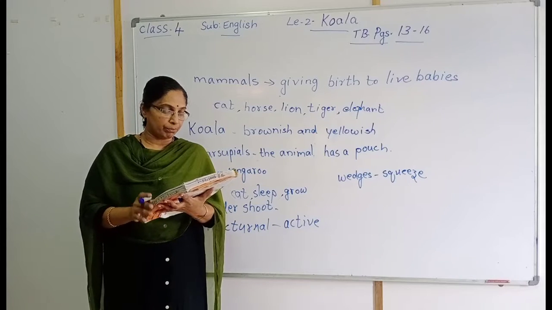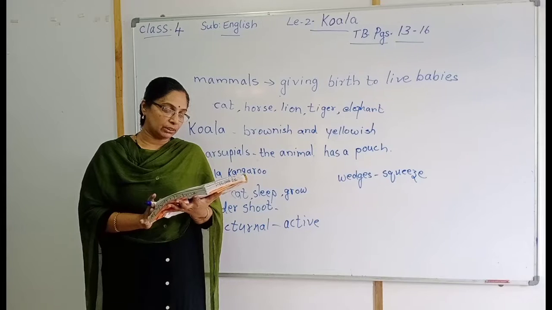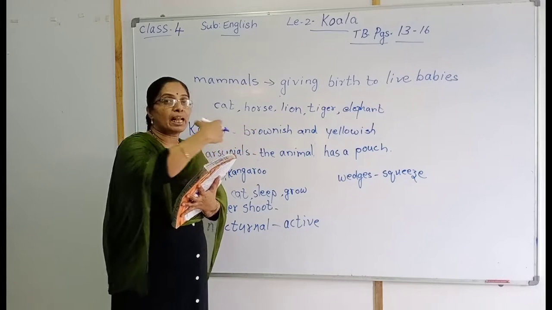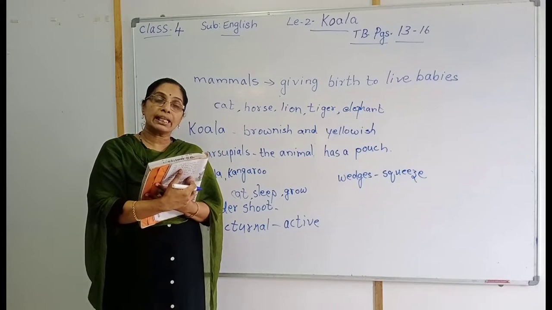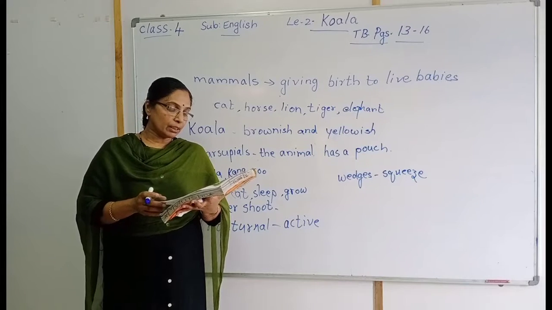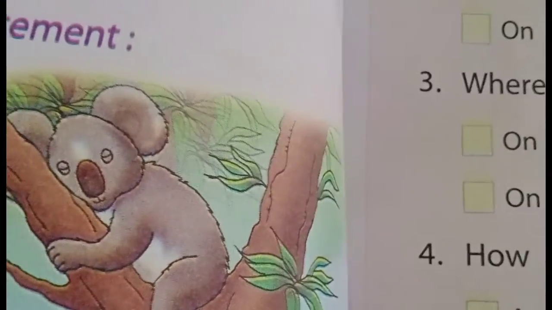Okay children. Then it wraps its arms and legs around a branch. It is wrapping the branches of the tree with its legs and arms. Then it closes its eyes and goes to sleep. How does it sleep, children? How does it sit on a tree?